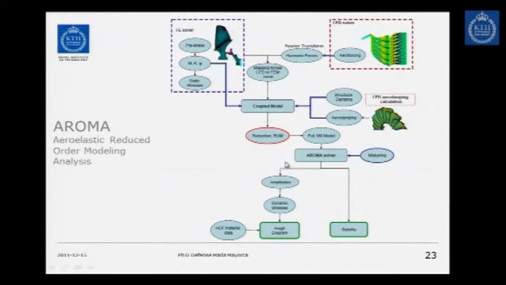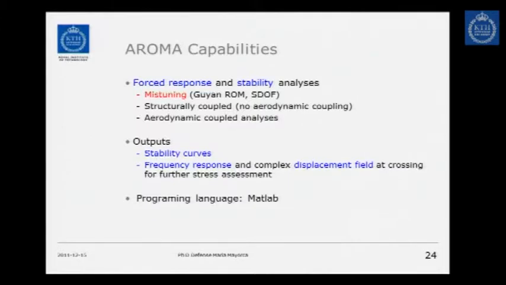Then we integrate all this, and on one hand, we can give the answer about the stability of the system. On the other hand, we produce vibration amplitudes that can be further processed for a Haigh diagram and then a final fatigue risk assessment. In summary, the capabilities are force response and stability, including mistuning, both for structurally coupled and aerodynamically coupled analysis.